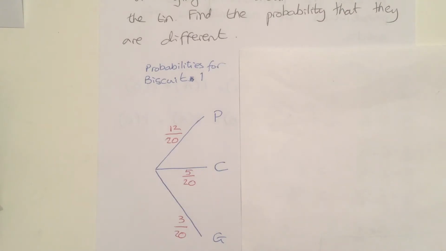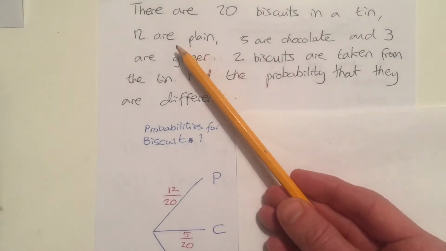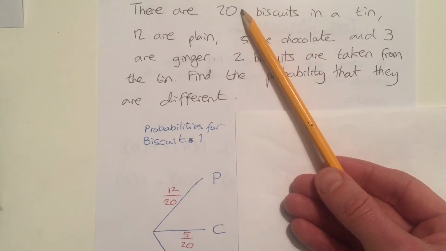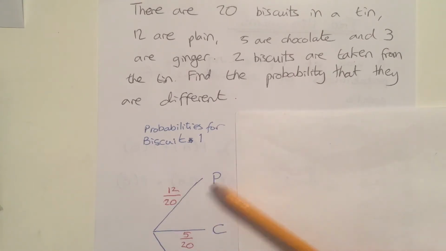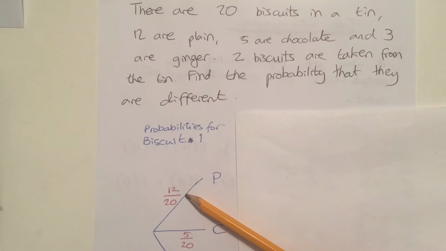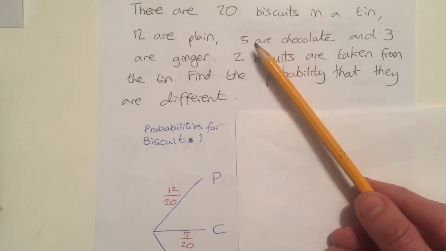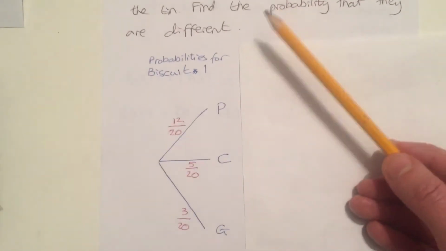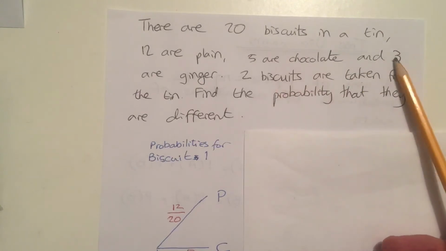So what's the probability that the first biscuit taken out of that tin is plain? Well, we saw that there were 12 plain biscuits and 20 biscuits in total. So it would be 12 out of 20. I've got 12 chances out of 20 in total of getting a plain biscuit. So that's the probability that the first biscuit is plain. The probability that the first biscuit is chocolate will be 5 out of 20. And the probability that the first biscuit is ginger would be 3 out of 20.